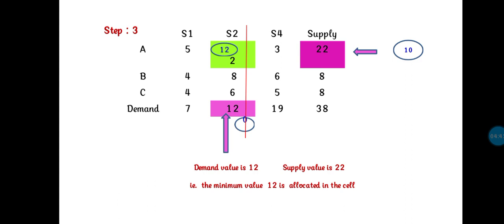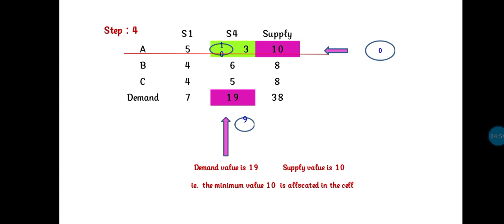After crossing out the second column, we have to continue the procedure until the demand and supply are exhausted. Now step 4. After reducing the matrix, we check the least value from the given data. The least value is 3, and the corresponding demand value is 19 and the corresponding supply value is 10.